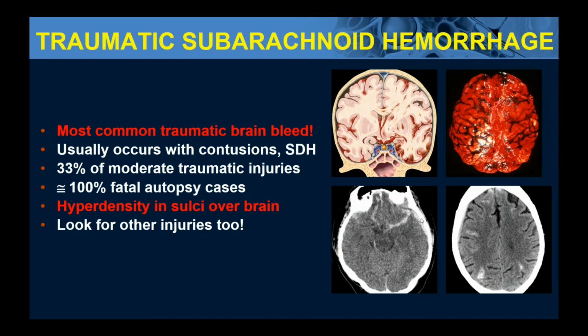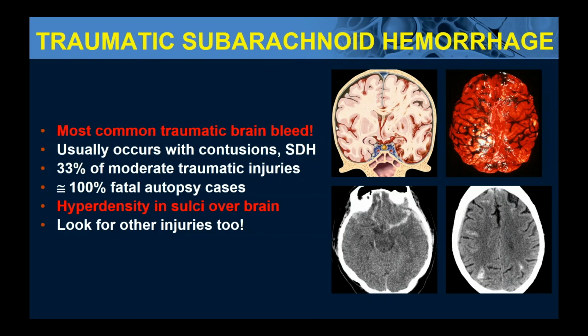So we've talked about epidural hematomas between the skull on the outside and the dura on the inside, making that lens shaped. We've talked about subdural hematomas, a crescentic shape that covers the surface of the brain. And now we're going to talk about traumatic subarachnoid hemorrhage. Subarachnoid hemorrhage is into the subarachnoid space. So it's between the arachnoid on the outside and the pia covering of the brain on the inside. So it literally is subarachnoid.